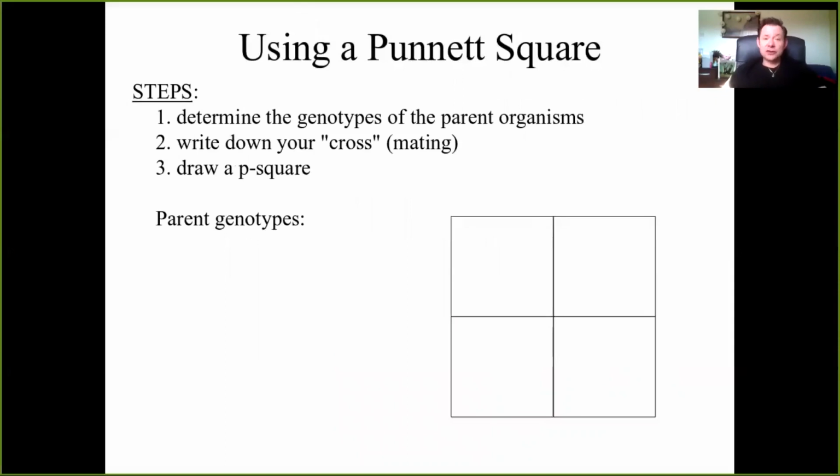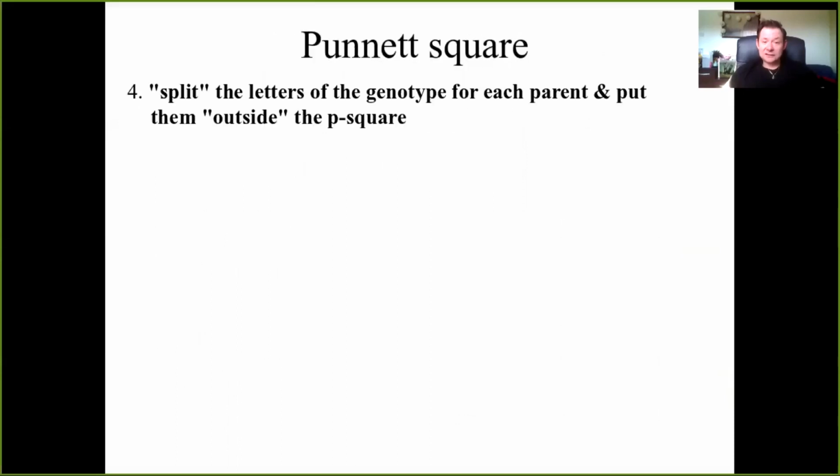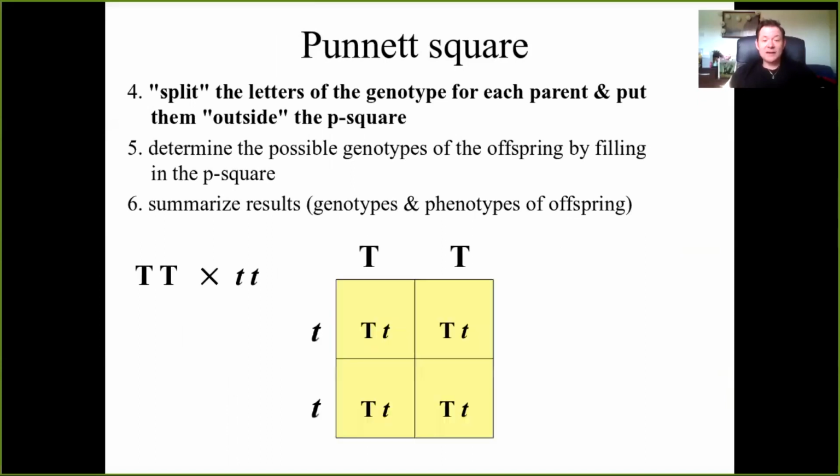So first, to use a Punnett square, you determine the genotypes of the parent organisms. You write down your cross, your mating, and you draw a Punnett square. So for example, if we have two big T's and two little t's, let's just jump to it: big T, little t, you make a square. These are the possible combinations for the offspring.